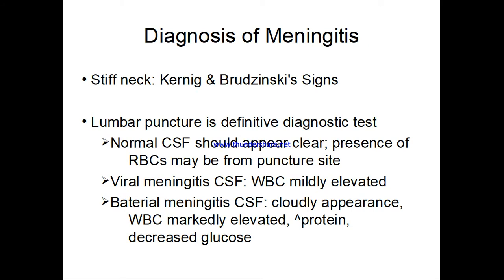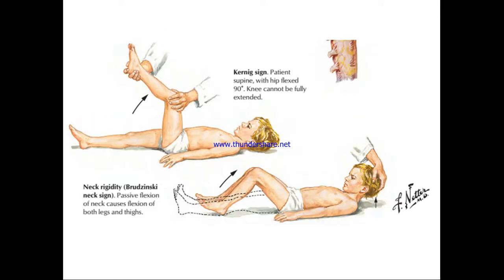So for diagnosis of meningitis, we have Kernig and Brudzinski signs, which assess the extent of a stiff neck. So there's general complaints of a stiff neck. Anytime a child complains of stiff neck, we'll do these assessments. And if they're positive, that's highly suspicious for meningitis, and they should have a lumbar puncture to test their CSF.